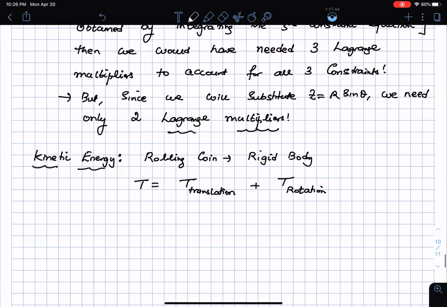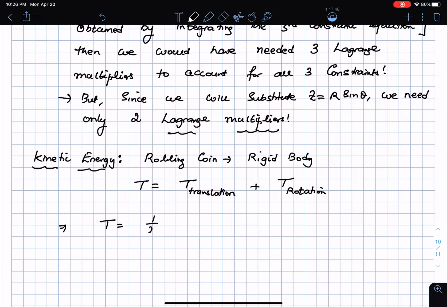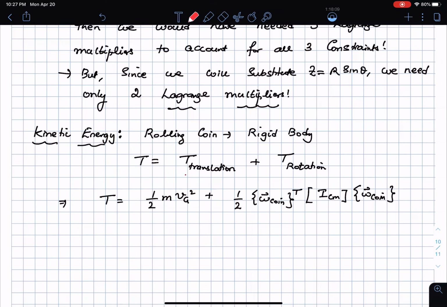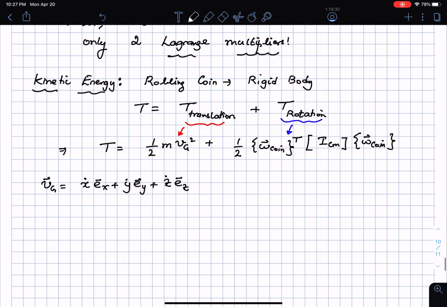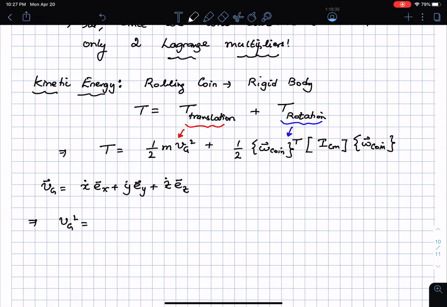Translational kinetic energy plus rotational kinetic energy, which means that T is going to be half m Vg square plus half omega coin transpose I center of mass omega coin. This is the translational kinetic energy, and then I have the rotational kinetic energy. So from before we have Vg is x dot ex, y dot ey, z dot ez, which implies that Vg square is x dot square plus y dot square plus z dot square.